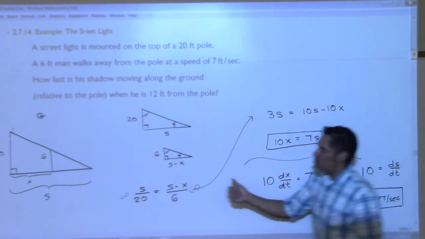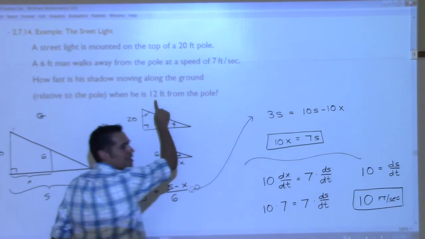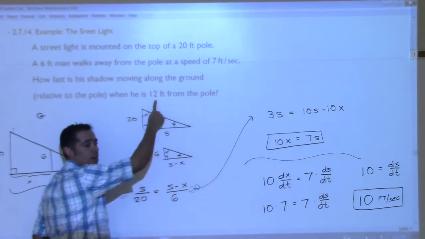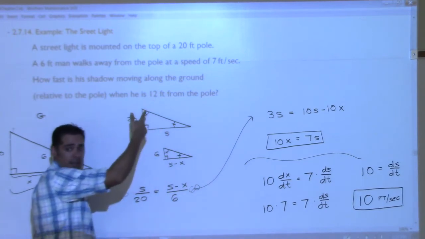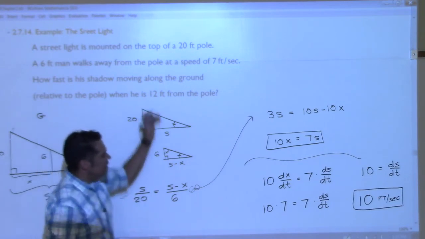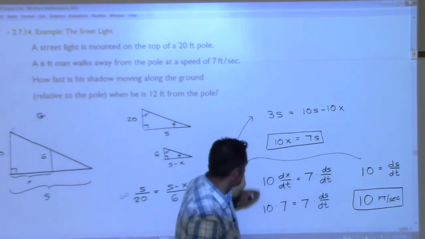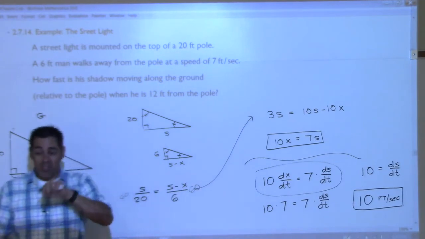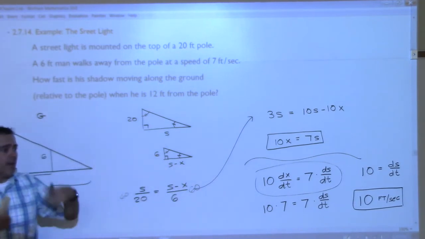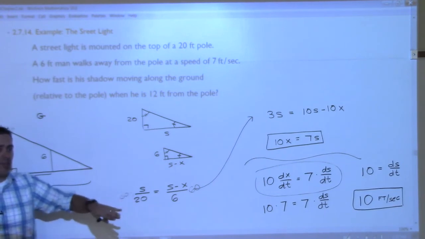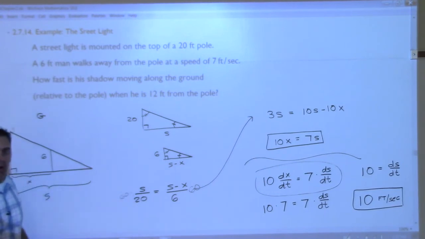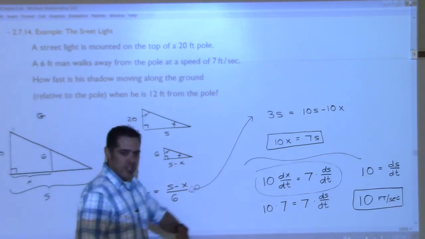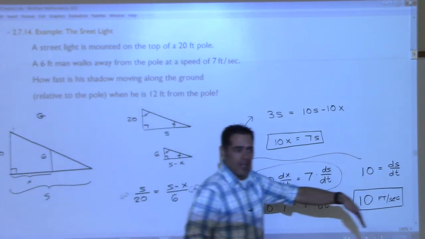Do you see that 12, remember he has 12 feet? Do you see that plays no part at all in our answer? Do you all see that? If it did, then somewhere in our answer, somewhere in this derivative, we would have had an x in there. And then his position would have contributed to the rate at which s is changing, but it makes no difference. So as this guy walks at 7 feet per second, his shadow is steadily just moving along at 10 feet per second.